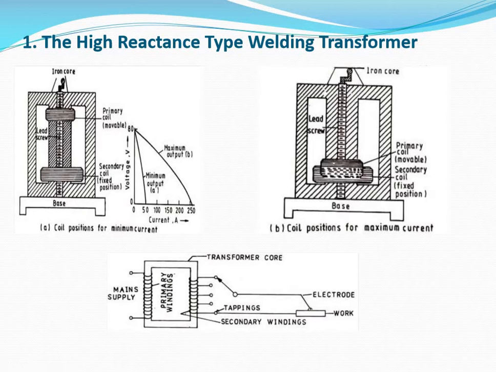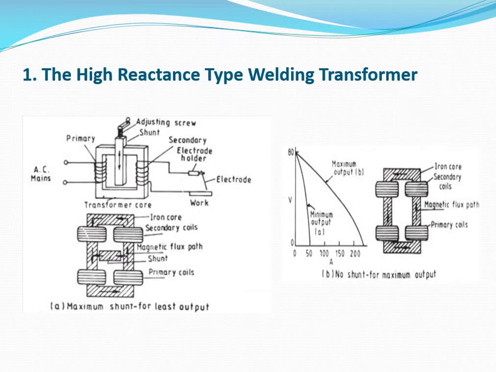And the third method utilizes a movable magnetic shunt. The shunt is placed in the path of the leakage fluxes, as shown here in the diagram. So that controls the output welding current through controlling the reactance of that particular welding transformer.